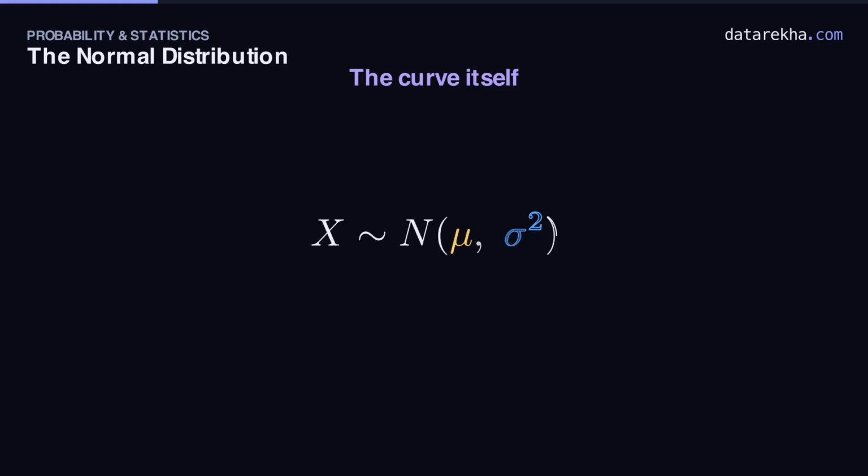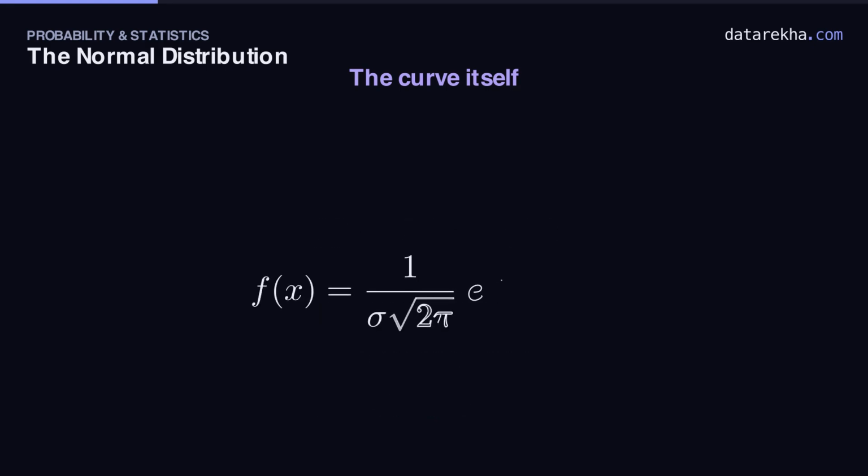Every normal curve is pinned down by just two numbers. The mean mu says where the center sits. The variance, sigma squared, says how spread out it is. And its square root, sigma, is the standard deviation.